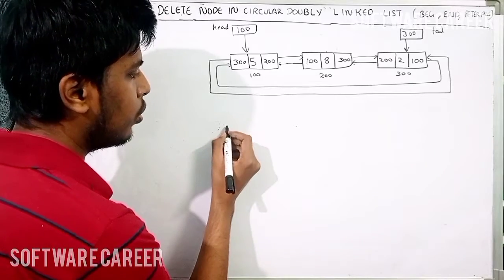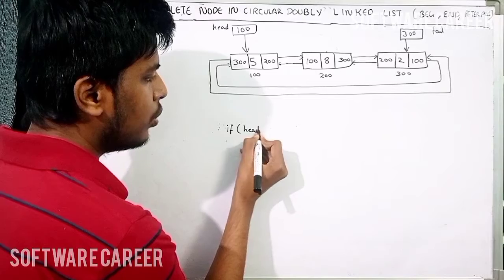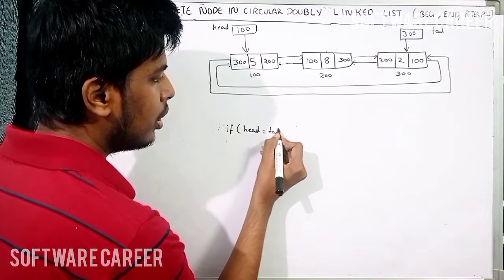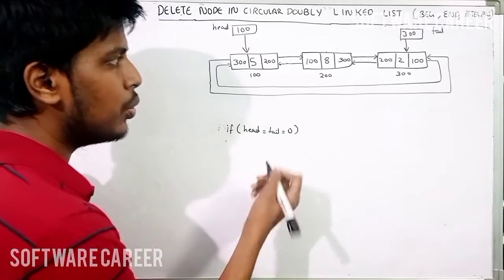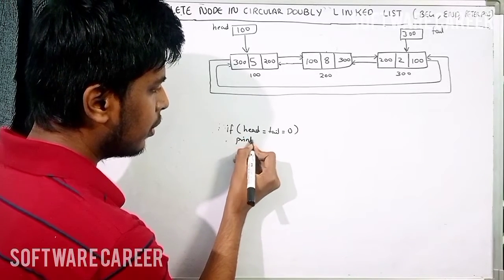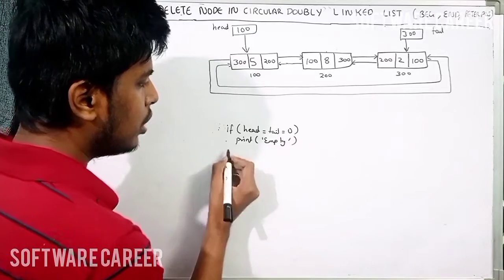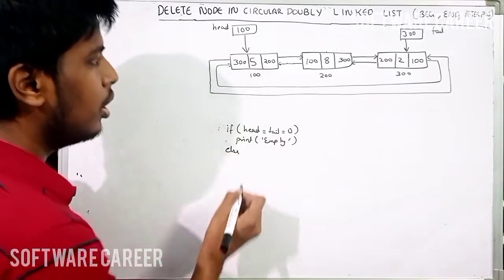See here, I am writing the code. First you should check whether the linked list is empty. So how to check? If head equals tail equals 0, then you can't delete any node from it. So I should write print empty. Now see, or else. Now what to do?